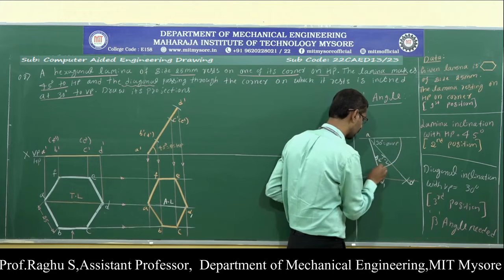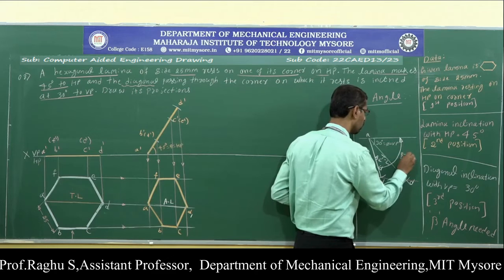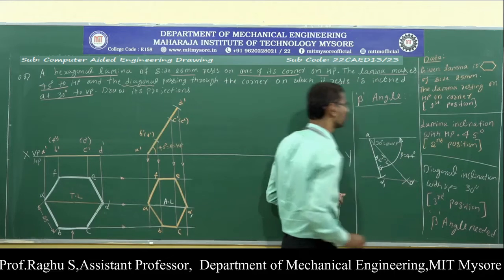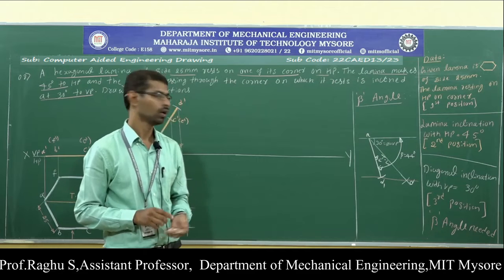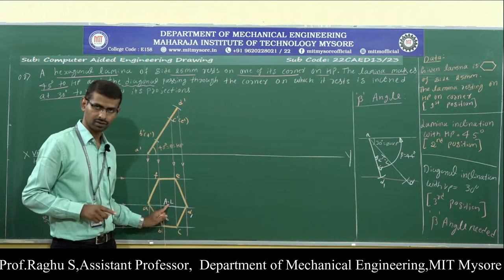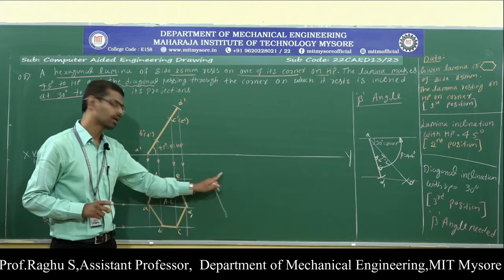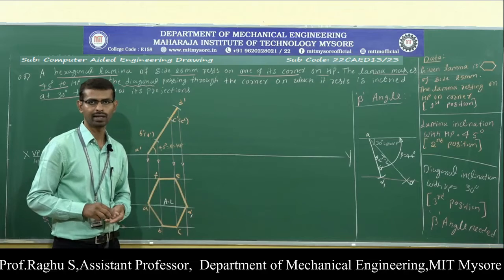Now if you measure this angle, it will be equal to 44 degrees. Now I have got the beta angle for this apparent length. Now you have to redraw this diagram by placing the diagonal AD1 on the beta angle line.